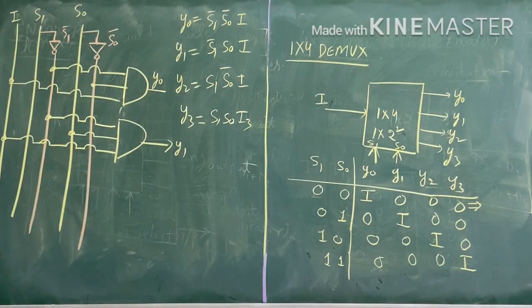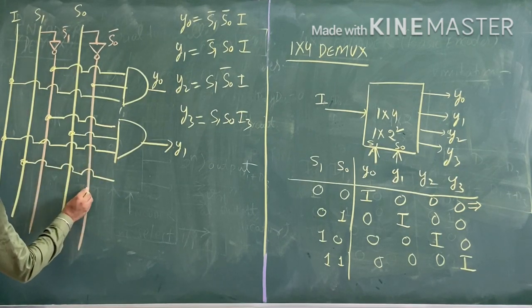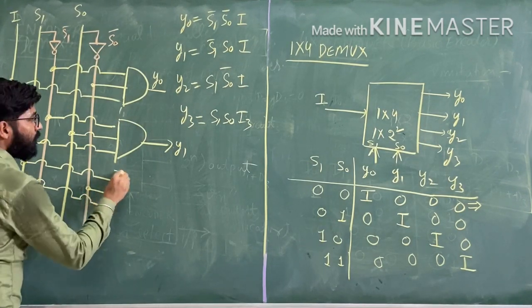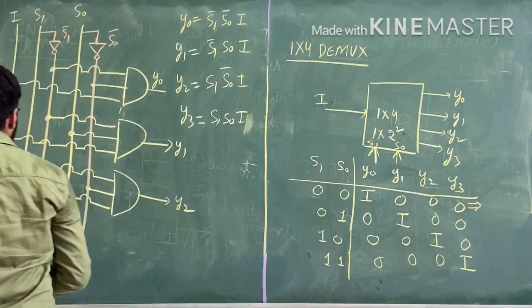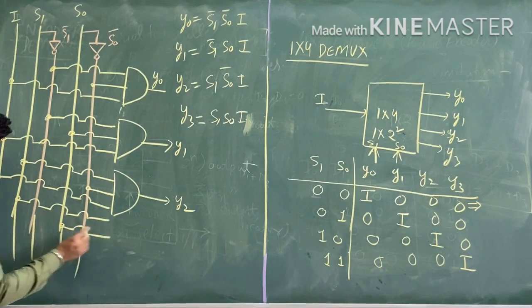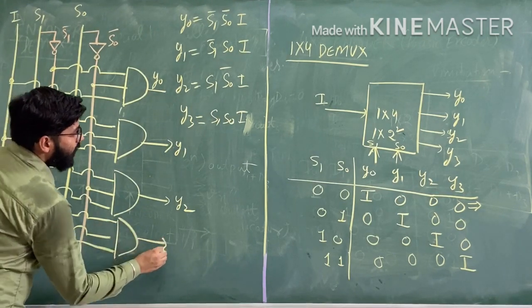Now you have to find y2. Y2 is the combination of S1, which comes from this, and S0 complement comes from this, and I will come from this. We will get y2. If you want y3, in a similar manner we will determine y3. Y3 is a combination of S1, S0 and I3. So S1 is this, and this is S0, and I comes from here, you apply the AND gate and get y3.